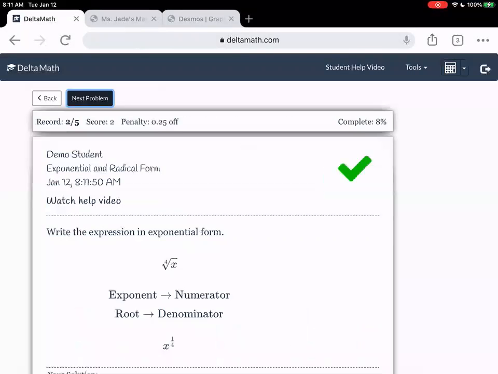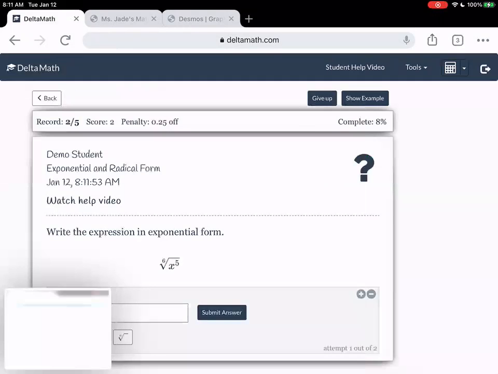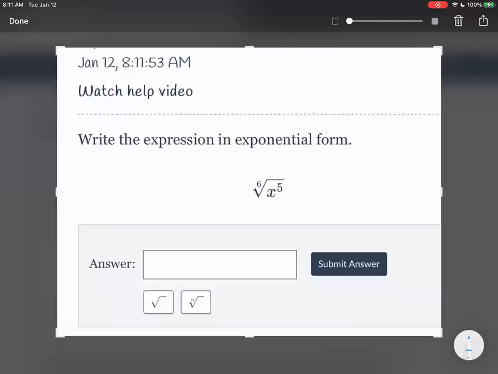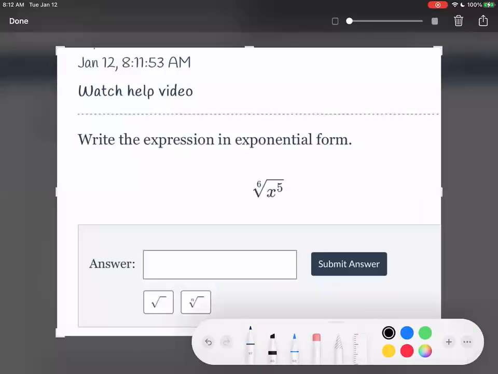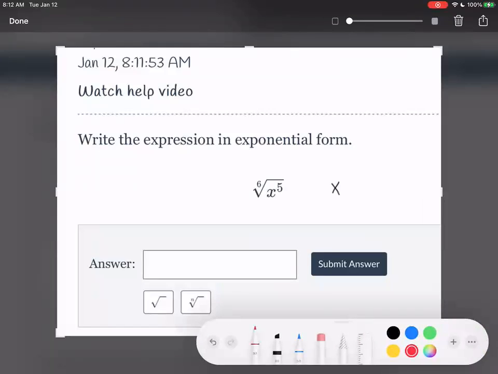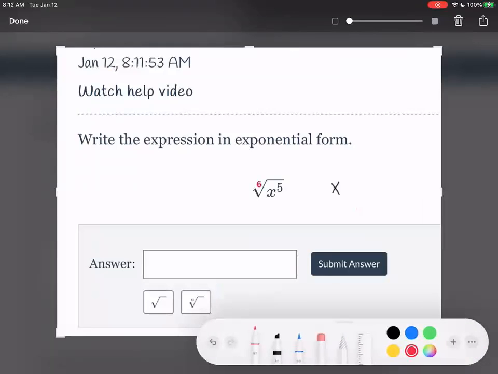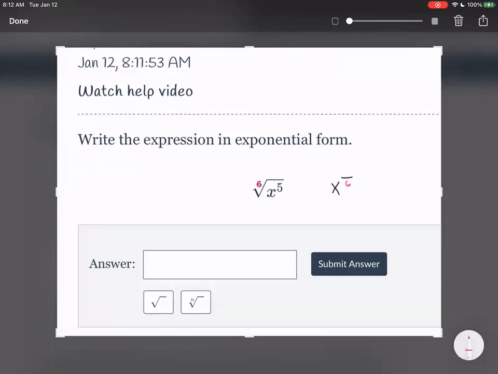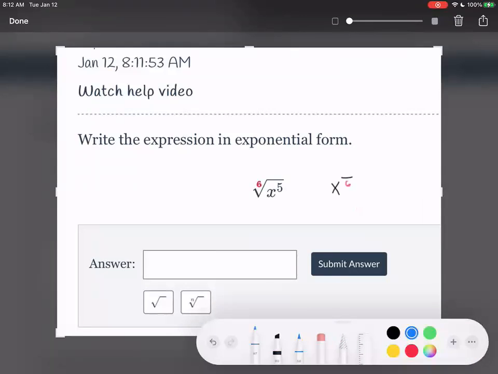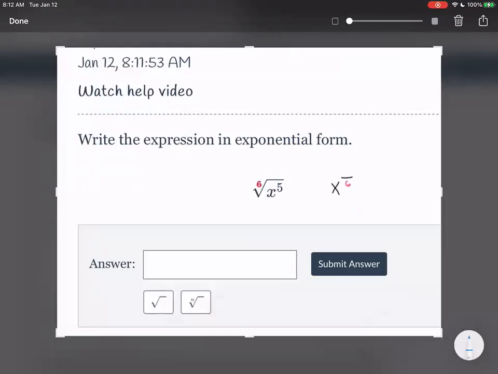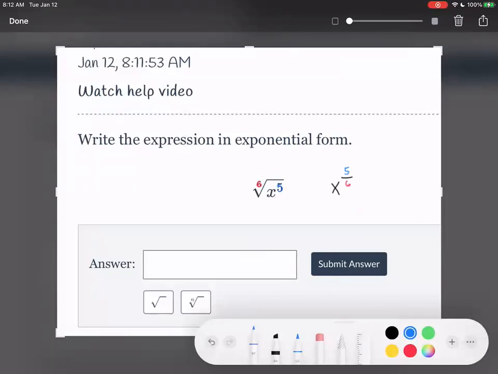Let's do a third example because these are quick anyways. Write the following in exponential form. Okay, so we have x as our base. We have the number 6 on the outside, the 6th root. That means in a fraction, it's going to be something over 6. And then what goes on top is just the original exponent of x. So x to the power of 5, and then it's the 6th root, so x to the power of 5 over 6.